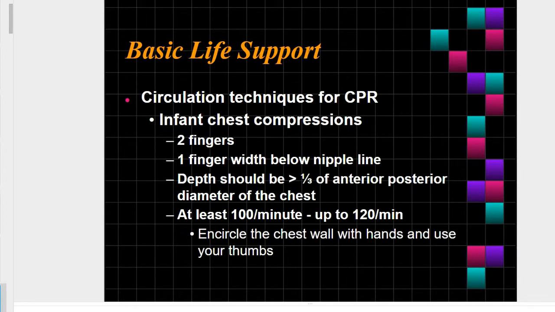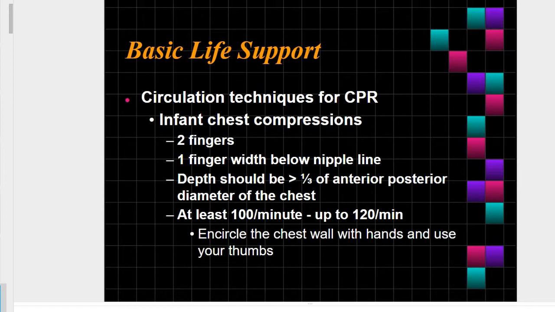Circulation techniques for CPR: you can use two fingers on the breastbone, one finger width below the nipple line, with a depth of greater than one third of the anterior-posterior diameter of the chest, and you compress at least 100 a minute up to 120 per minute. Or you can encircle the chest wall with your hands and use your thumbs.